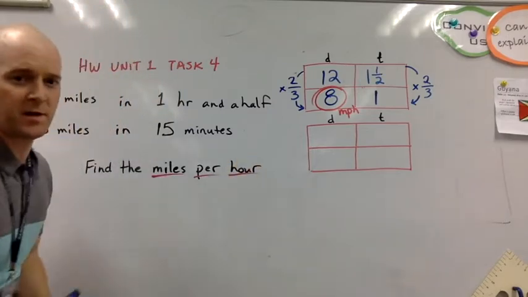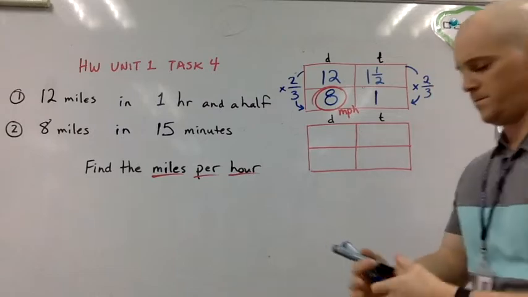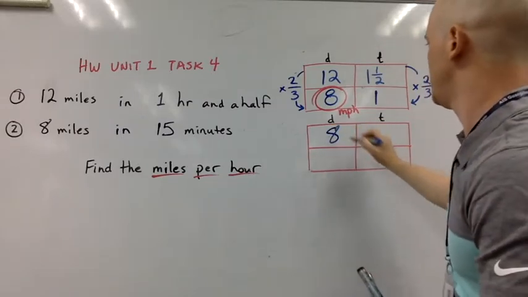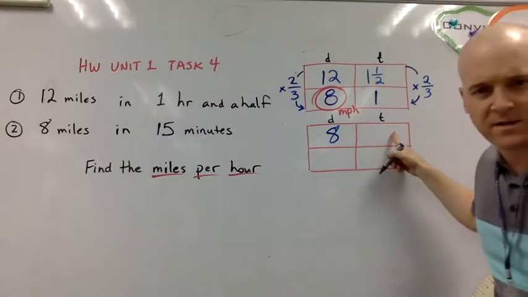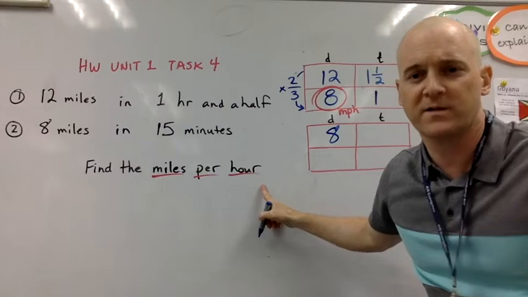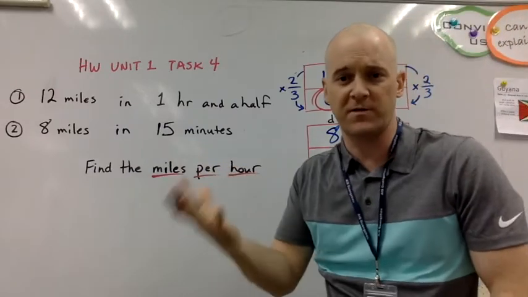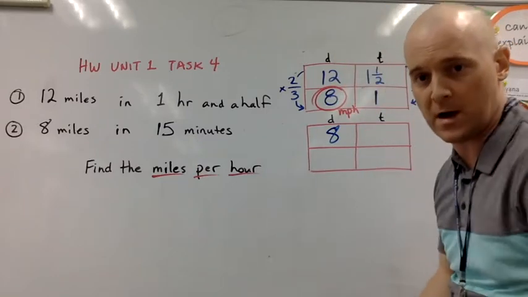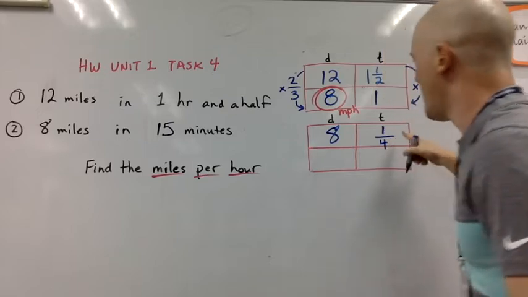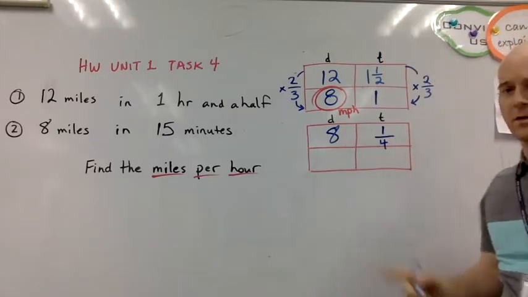Next one, for the example, 8 miles in 15 minutes. D is distance, T is time. 8 miles in 15 minutes. Minutes? I thought we were looking for miles per hour. In 1 hour, there's 60 minutes. So 15 minutes is how much of an hour? It's only a quarter of an hour. So the time is 1/4 of an hour. So 8 miles in a quarter of an hour.